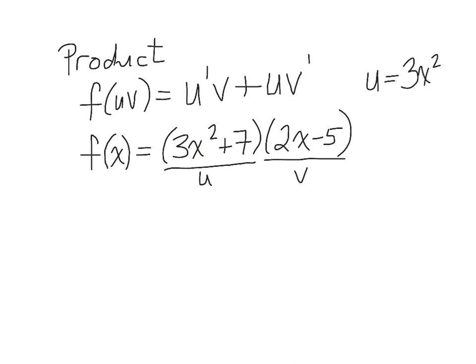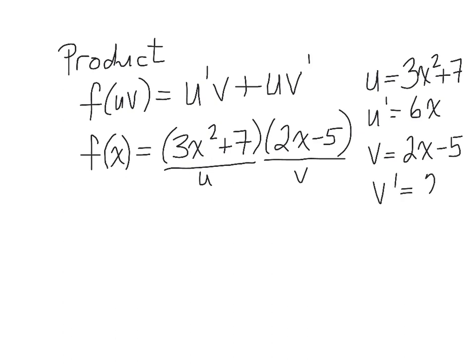In this case we have u as 3x squared plus 7, and u prime, which is how we say the derivative of u, is 6x. We have v, which is all the stuff in the other bracket, and the derivative of v, or v prime, is simply 2. Now we have identified all the pieces we need in order to use this product rule.